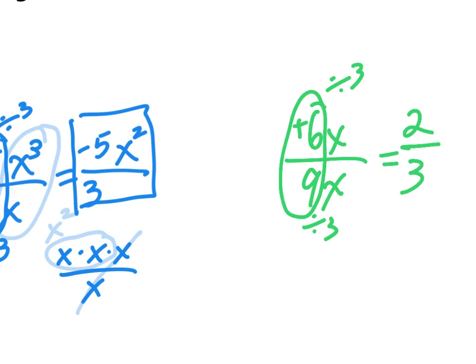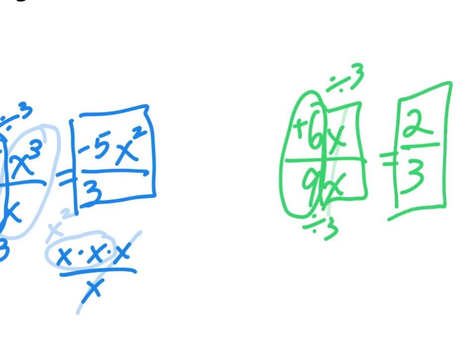Great. Now I want to deal with these pesky variables. I have x divided by x. I can actually just do this here. X divided by x, my x's cancel out. No more x's. So this ends up being my final form for my last term.